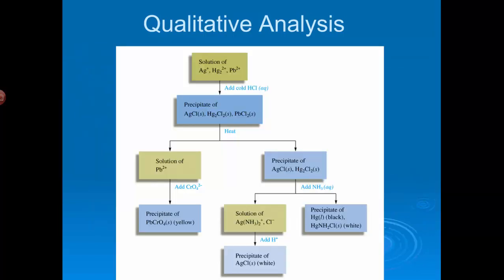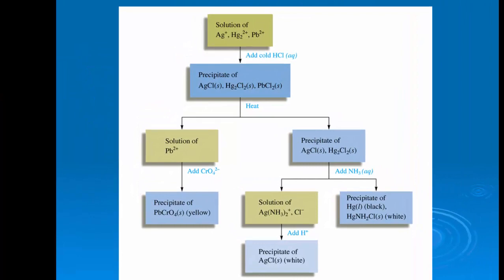Okay? This is like a little flow chart that you can use for qualitative analysis to figure out how to separate. So we have a solution of silver and mercury 1 and lead 2 ions. If we add cold HCl, we're going to precipitate out the chlorides. Okay? If we precipitate out the chlorides, we'll get silver chloride, we'll get mercury 1 chloride, and we'll get lead 2 chloride. If we heat that solution, the lead 2 chloride will dissolve, and we'll get lead ions. We can precipitate the lead ions out with chromate ion later.